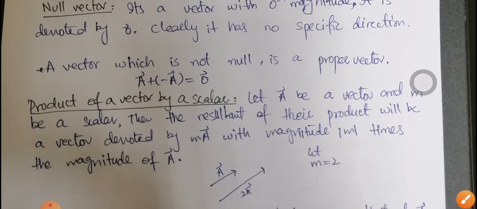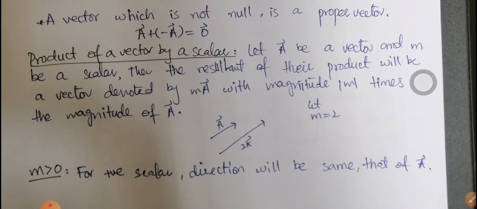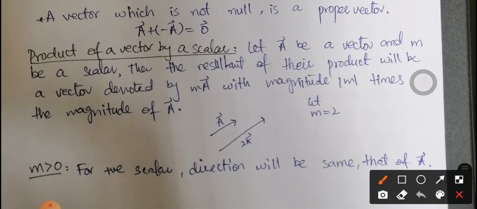Next we have the product of a vector by a scalar. Let A be a vector and m be a scalar. Scalar means it is any number, it could be positive or negative. The resultant of their product will be a vector denoted by m into A, with magnitude m times the magnitude of A.